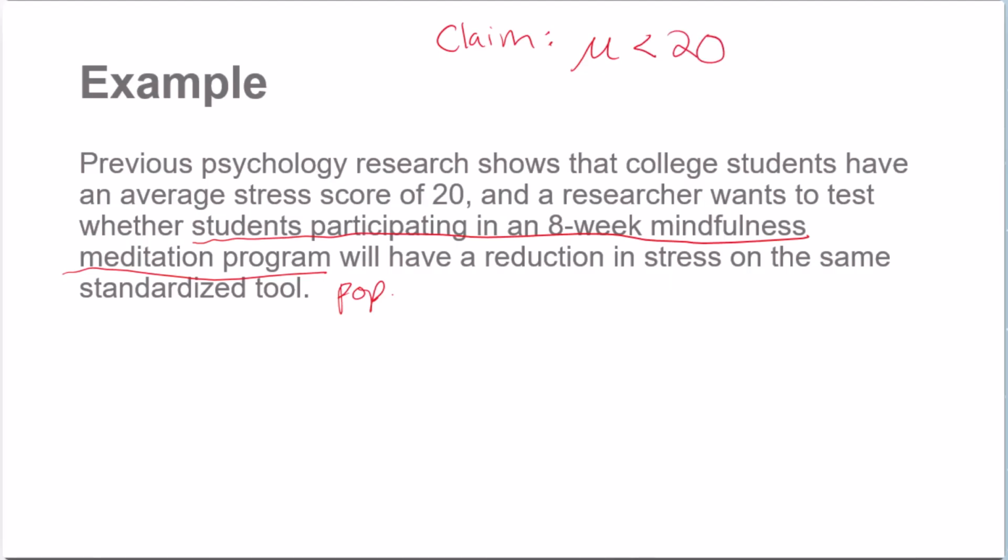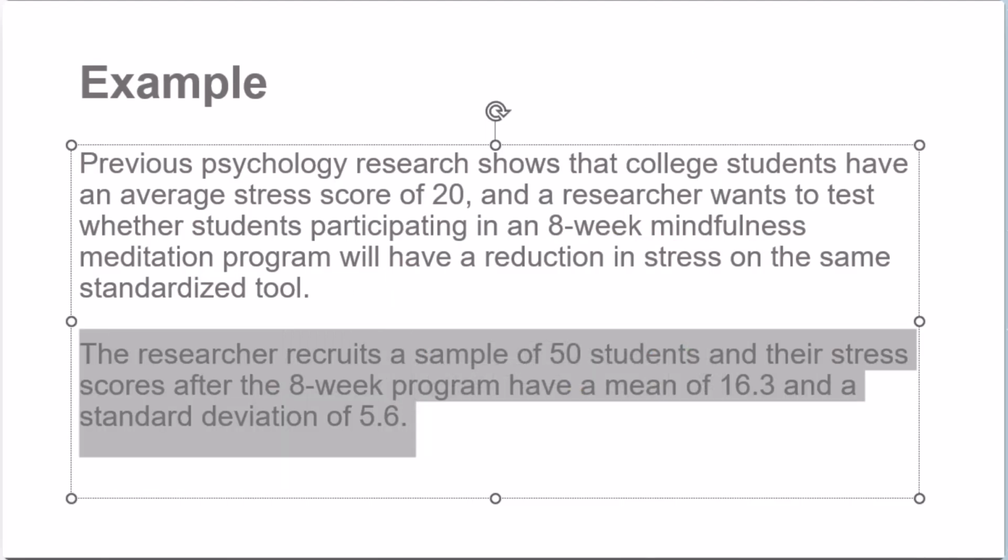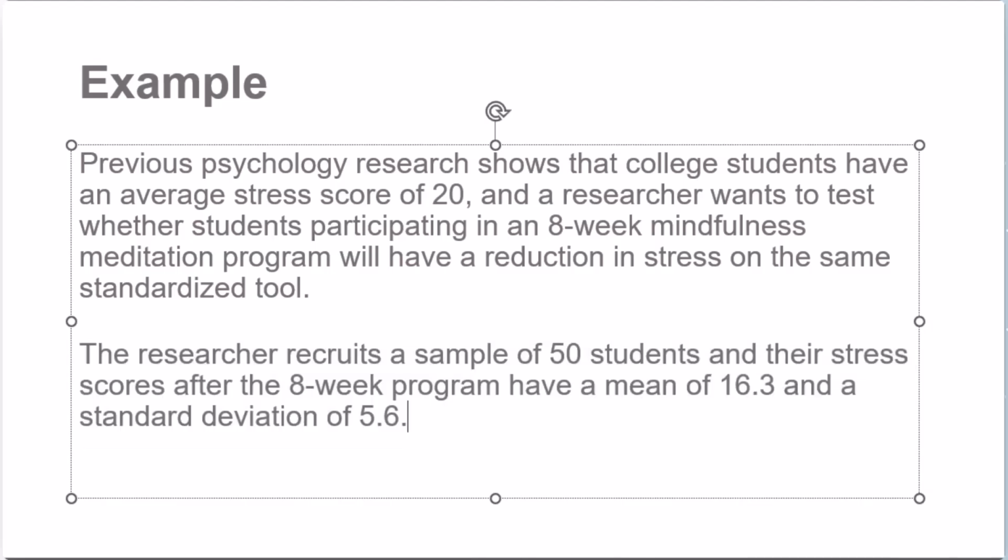This also means that our null hypothesis would be that the mean is equal to 20. That would represent that students in this program don't have any change in their stress score. The program is not helpful in reducing stress. So in order to test this claim and see if it's true or not, we need some sample data. So here's our imaginary sample data. The researcher recruits a sample of 50 students. The 50 students is our sample. And their stress scores after completing this program have a mean of 16.3. So this is the mean of the sample.